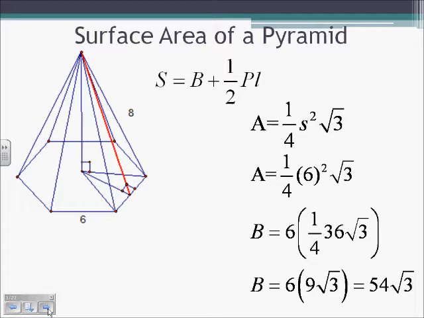1/4 of 6 squared times the square root of 3. That's going to be the area of one of those little triangles. So we know the area of the base is going to be the area of all 6 of those triangles added together. So we can just multiply that answer by 6. So the area of one triangle would be 9 square roots of 3, times 6 would be 54 square roots of 3 for the whole base.